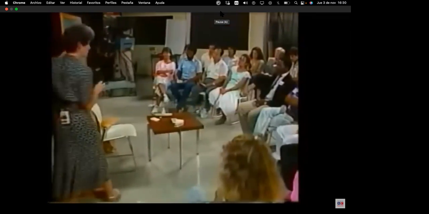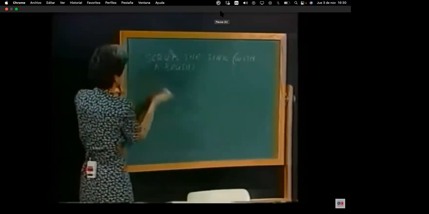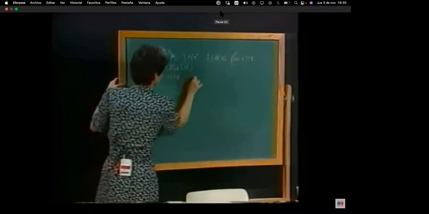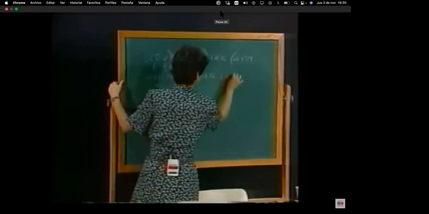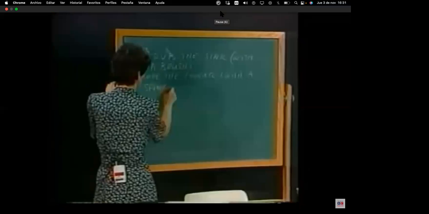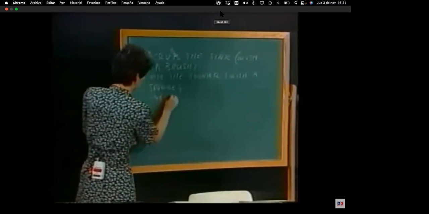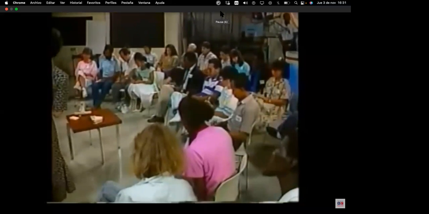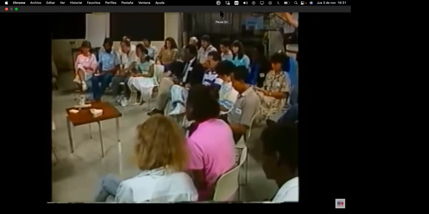So this is some of the vocabulary that we learned today. Scrub the sink with a brush. We'll stay in the kitchen. Wipe the counter with a sponge, okay. Do you have any questions about any of these words?